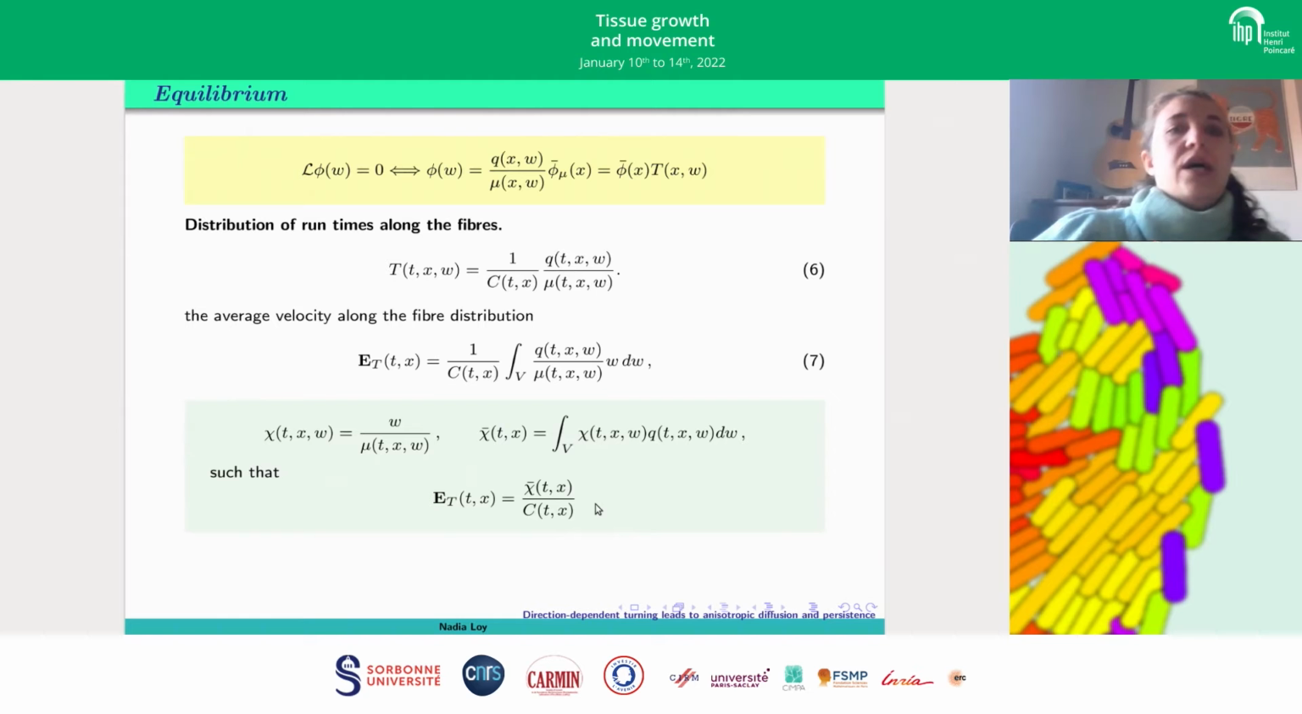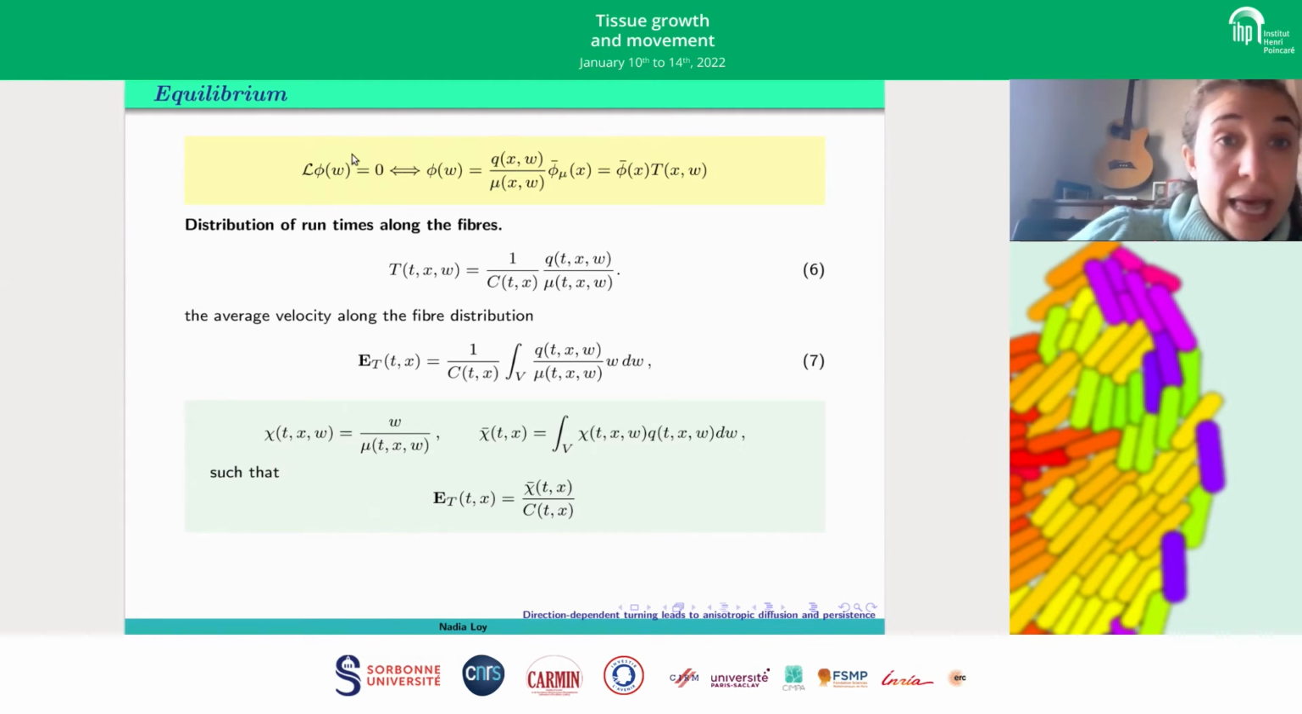If we look for the equilibria of the system, then we have to study the kernel of the operator L, and we find that a population phi nullifies L if it is proportional to Q over mu times the macroscopic density of its turning part. And it may also be rewritten as its macroscopic density times T, where T is a probability density function, defined in 6, where C is a normalization constant, so it's actually the integral of Q over mu.